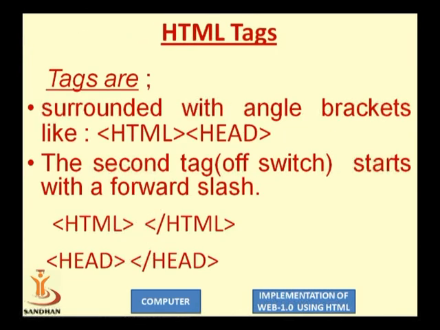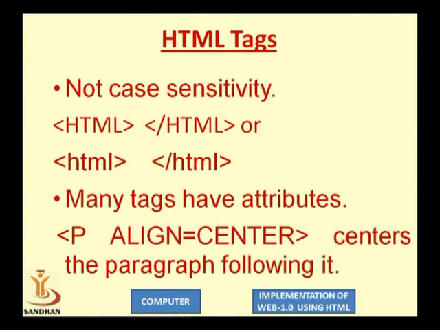HTML mainly has tags. Without tags, HTML cannot work, right? And the tags are surrounded with angle brackets. For example, HTML is the first tag of HTML itself. So let us see, there are two angle brackets, right? The second tag is head, so it also uses angle brackets. So HTML and slash HTML, this is the last tag, and head and slash head. So these are the main tags, and in between we are writing something, or we are writing the HTML code, right?